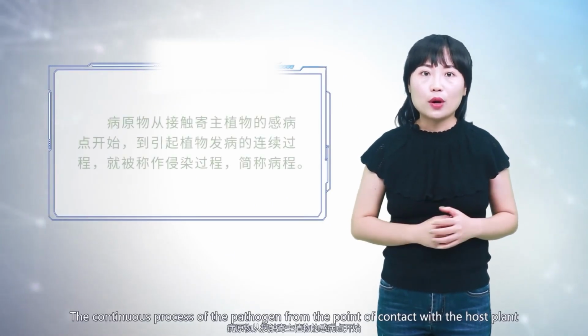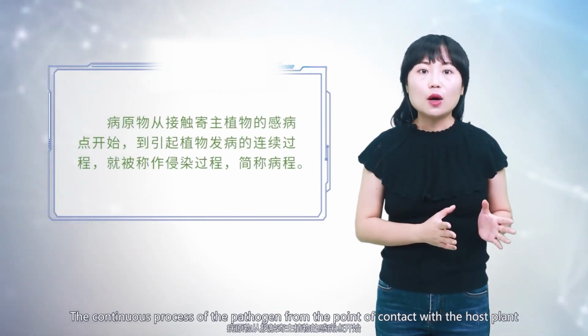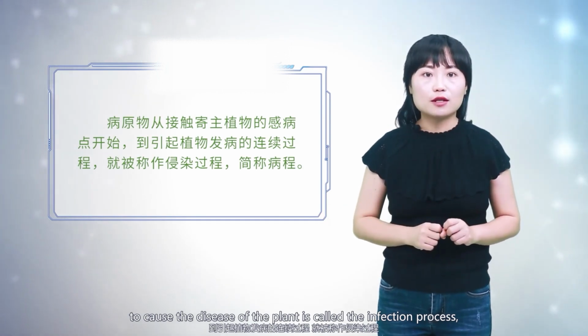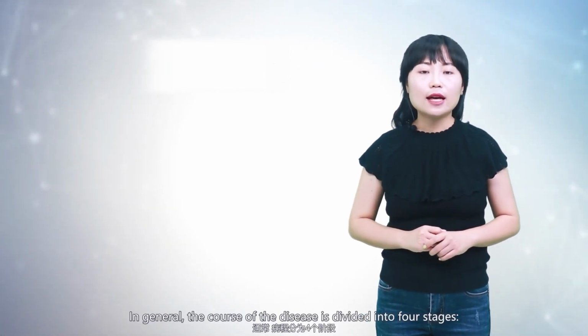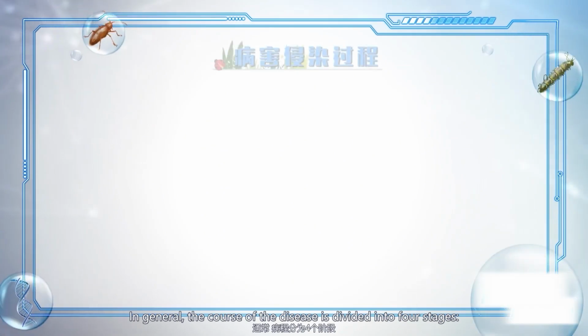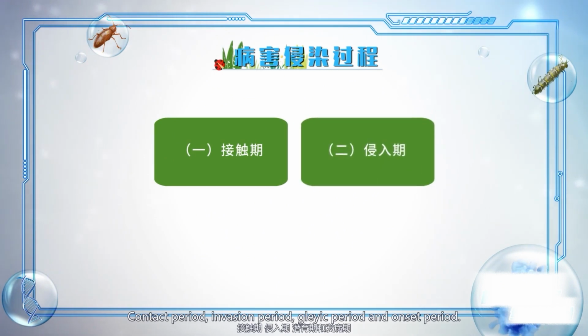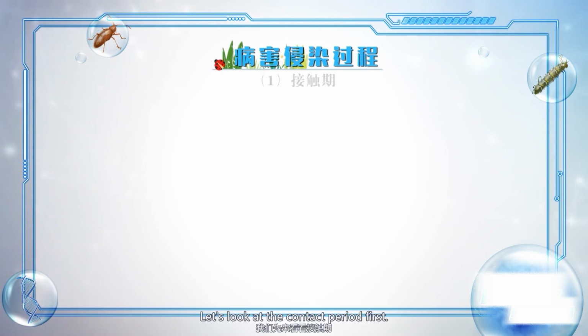The continuous process of the pathogen from the point of contact with the host plant to cause the disease of the plant is called the infection process, referred to as the disease course. In general, the course of the disease is divided into 4 stages: contact period, invasion period, latent period, and onset period. Let's look at the contact period first.